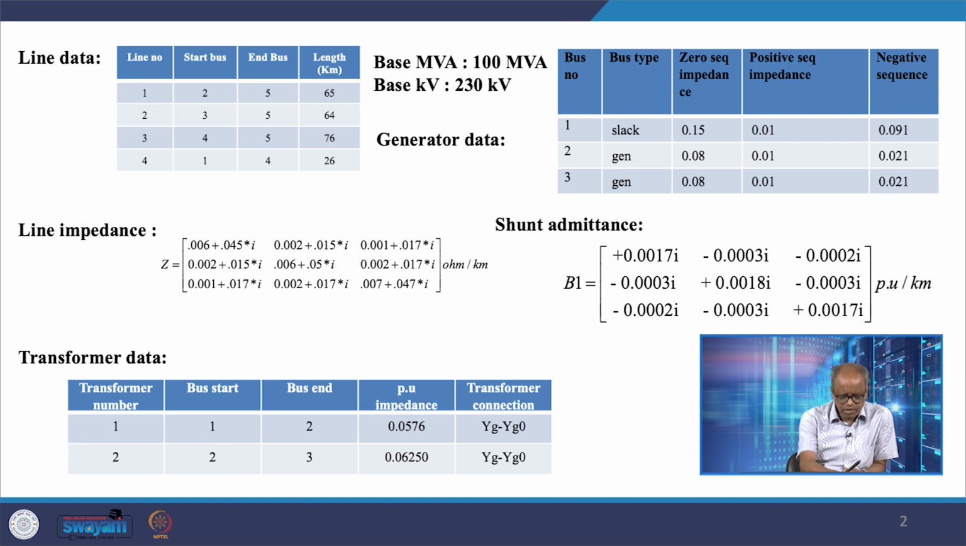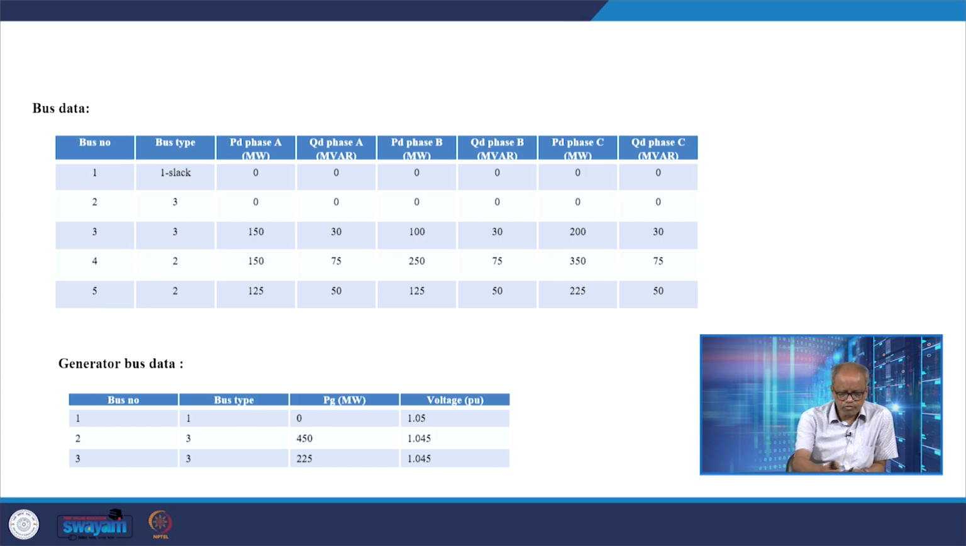And for the transformers between bus 1 and 2 and bus 2 and 3, their per unit impedances and their connections are given. We calculate their admittance matrix by the procedure which we have also discussed in this course. So these are all the data which are necessary for us, and these data are also sufficient. And of course we have this bus data as well.